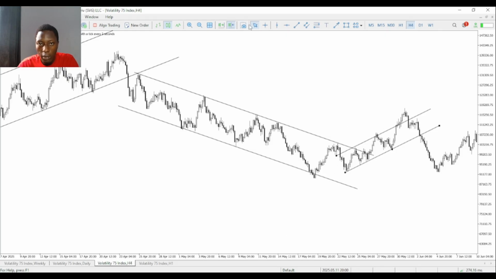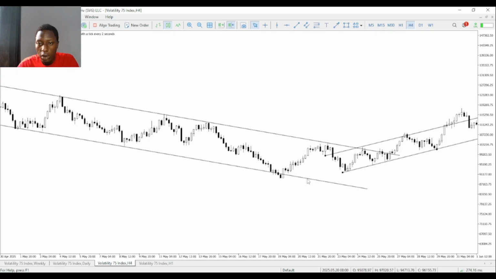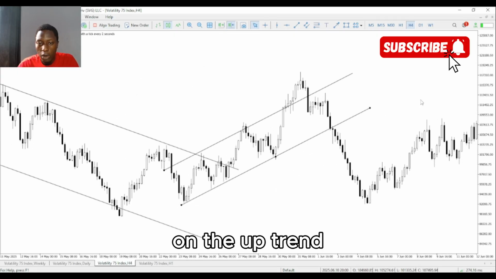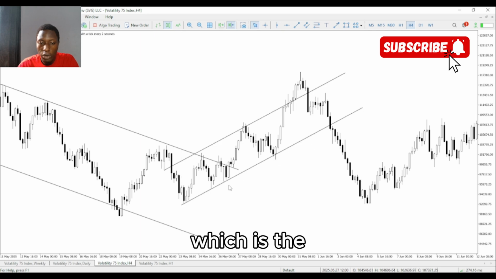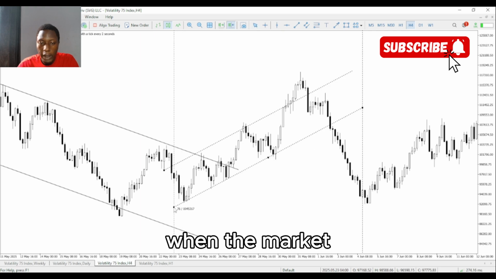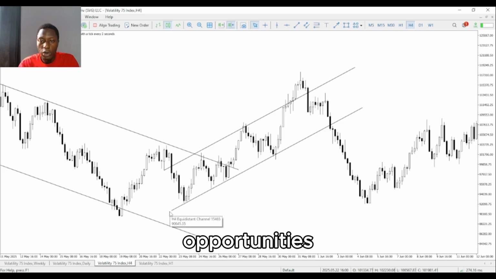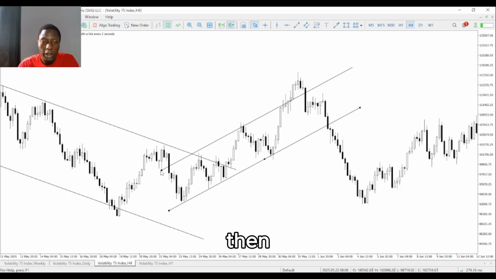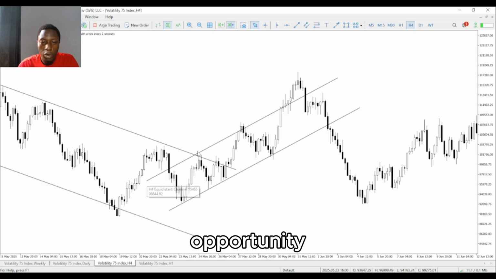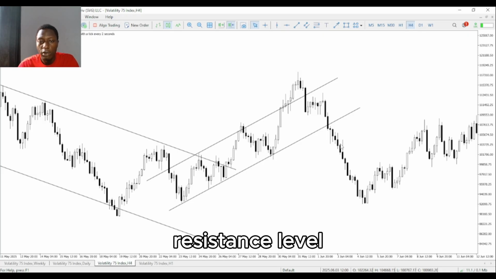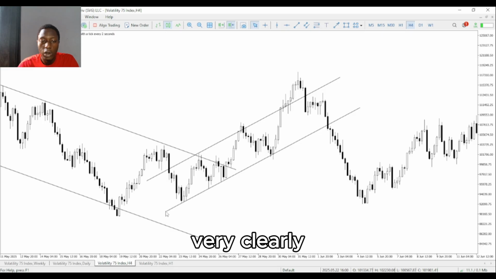Even if, like I said, once the market is on the uptrend, you look forward to draw the down part of it, which is the support part, because when the market is trending up, you look for buying opportunities. So you are looking to take your buys from the support levels. Then when the market is on the downtrend, you're looking to take your selling opportunities from the resistance level. So you make sure you draw your trend line very, very clearly on your chart.